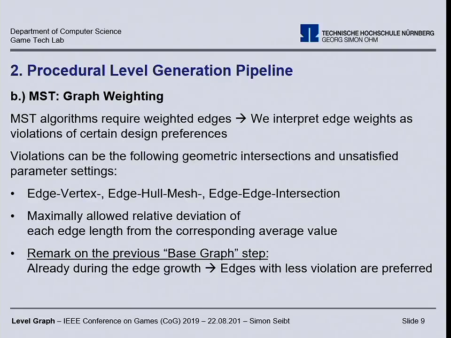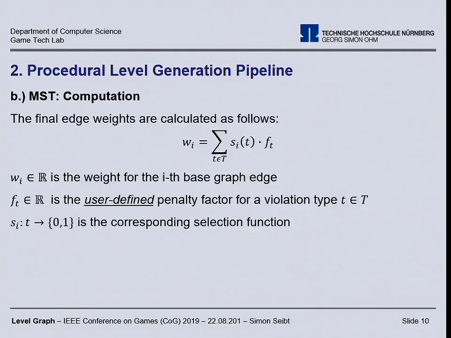Already during the base graph generation, one step before, we can try to minimize the number of violations. At first, only edges are inserted into the base graph which keep the parameter settings of the edge grow process. And if the number of constructed edges is less than the required degree minimum, edges with fewer violations are selected. So how does the calculation of the edge weights work now? Let's have a look at the next slide.